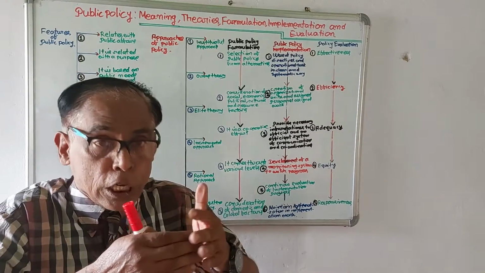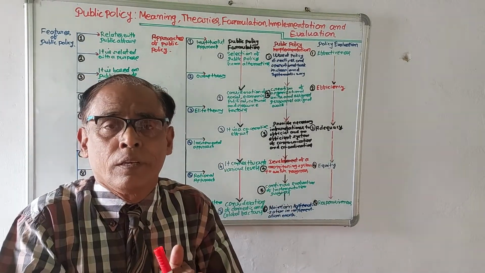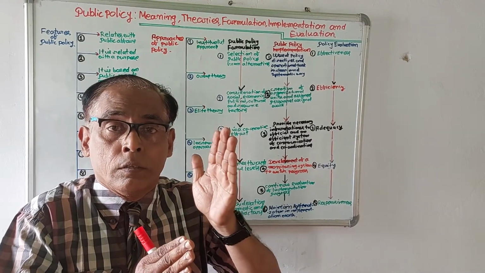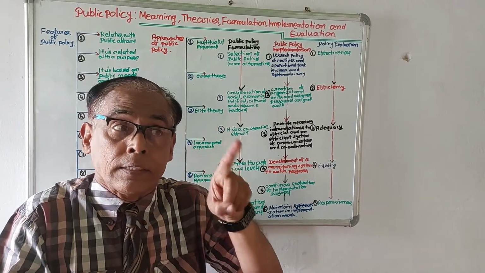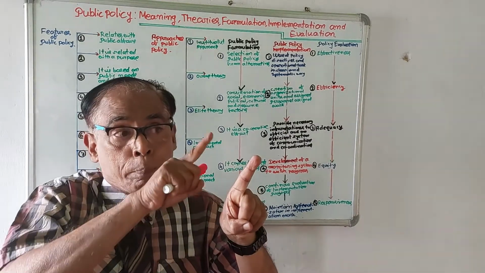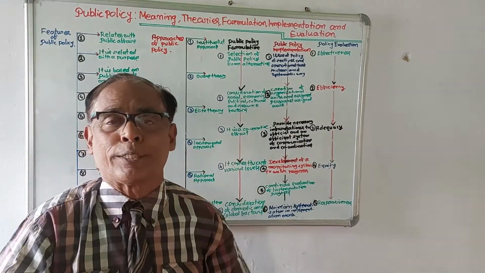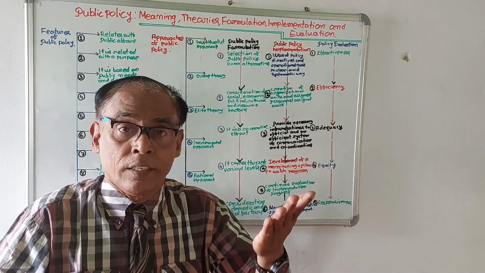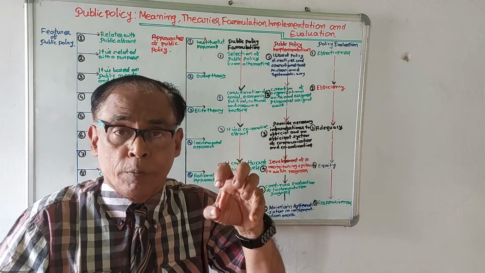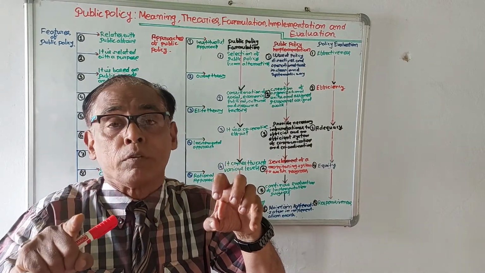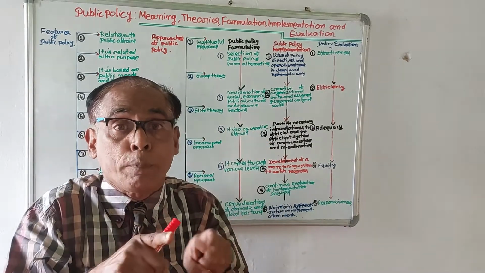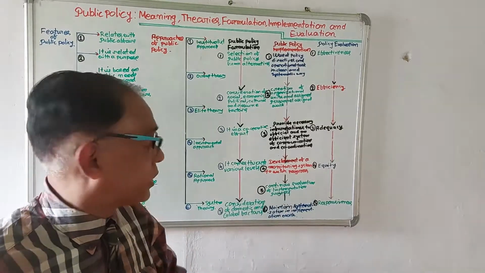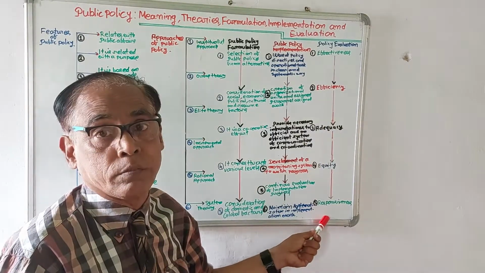Now we'll see evaluation of public policy. Evaluation means to watch the cycle of the policy from the preparation to the implementation. Evaluation means to watch the beginning of the public policy to the implementation of the public policy. The entire public policy will have to be watched. It is known as the evaluation. So far as evaluation of the public policy is concerned, 5 factors must be considered.